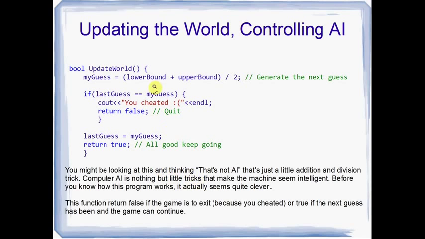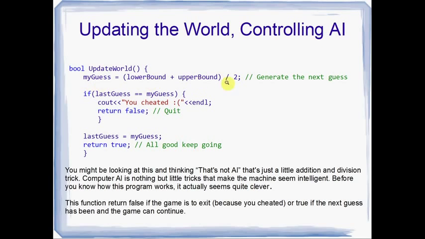Yeah, fair enough. So this AI here, you might look at that and say, well, that's not artificial intelligence, that's just a stupid trick. But that's exactly what AI is. It's a trick. The computer can't think. It's all tricks like this.